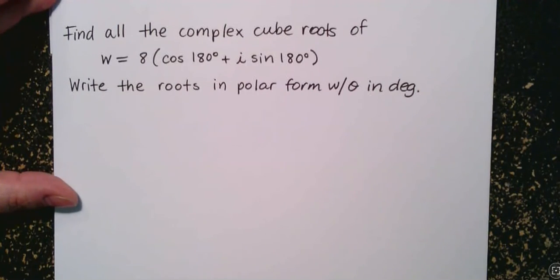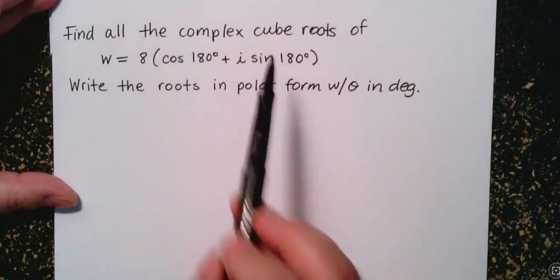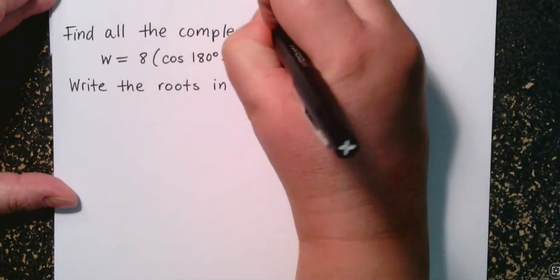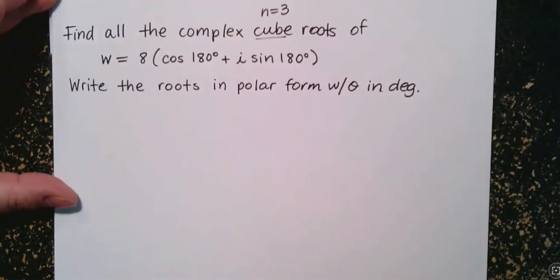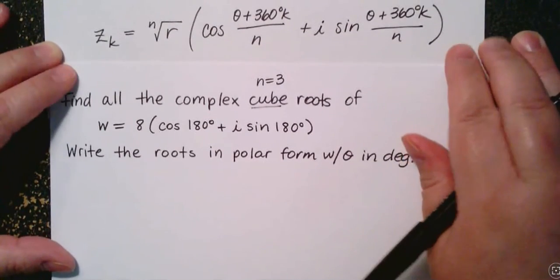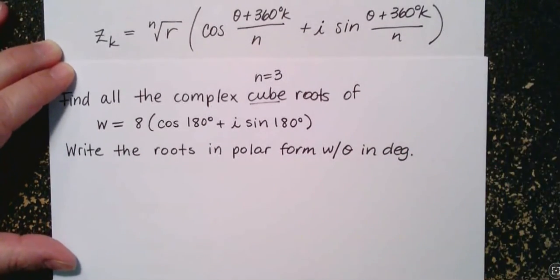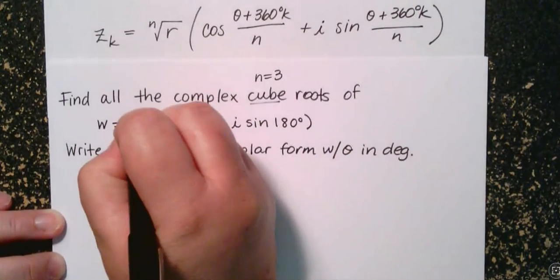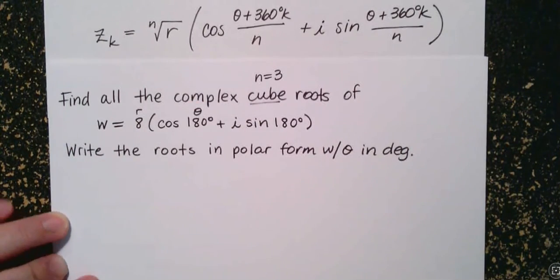Okay, so this problem is very similar. The only difference is that it's asking me for cube roots. So when they tell me cube roots, that means that my n is 3. Okay, so I'm going to show my formula again. And this is theta. This is r. What else have I got in there?